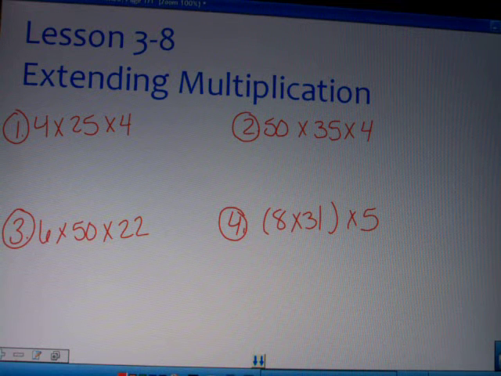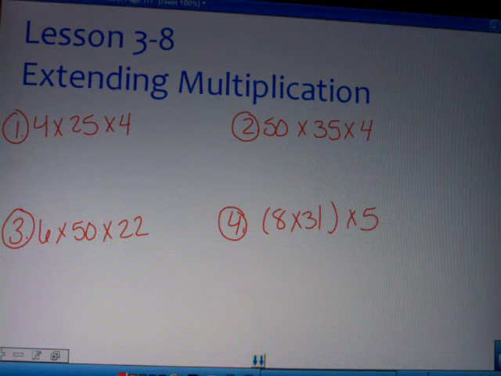This begins Chapter 3, Lesson 8, dealing with extending multiplication. But first let's go over what you did yesterday and see how much you remember.